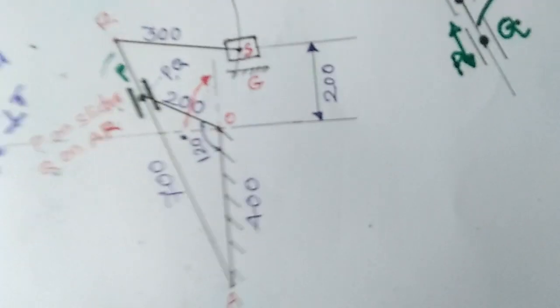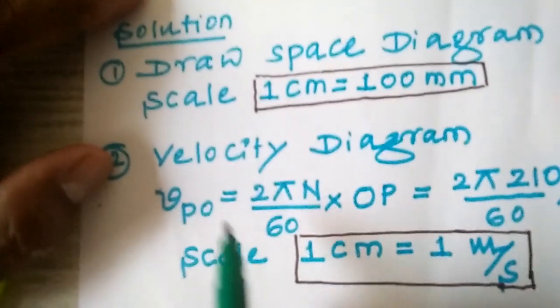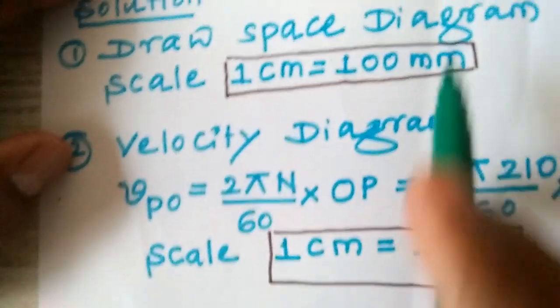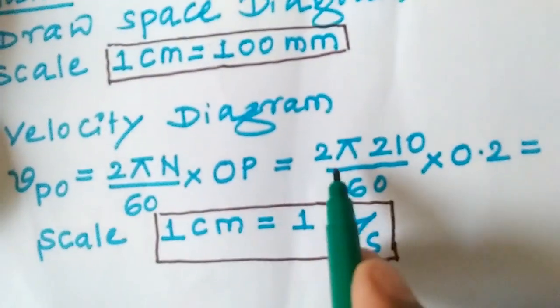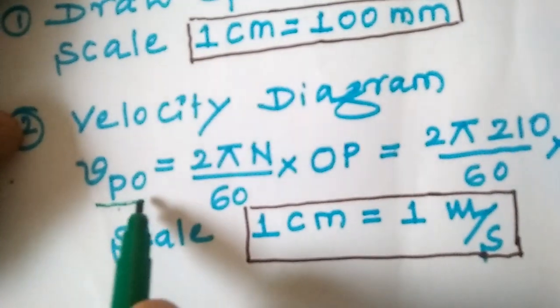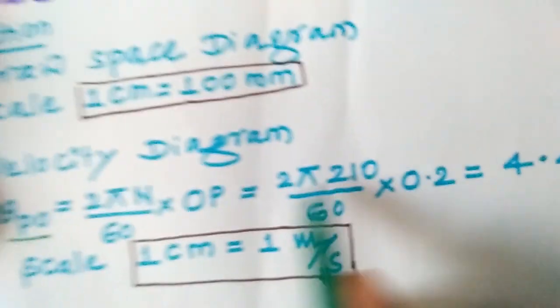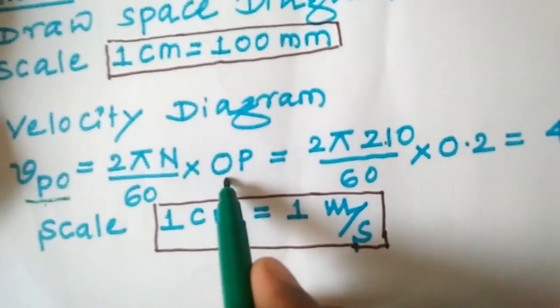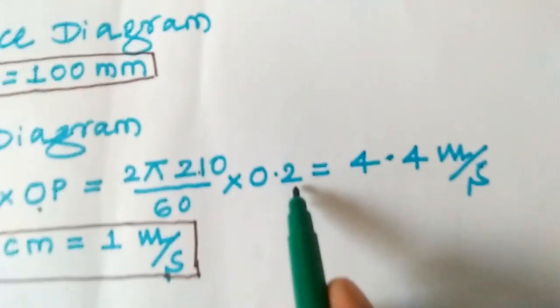Then I will go to the velocity diagram. For the velocity diagram, first they have given the angular speed, 210 rpm. You convert that into the form of linear velocity. Velocity of P with respect to O comes as, you put N equal to 210. OP distance is given as 200 mm. I have taken it in meters, that is 0.2.